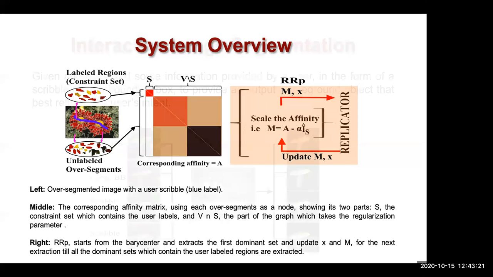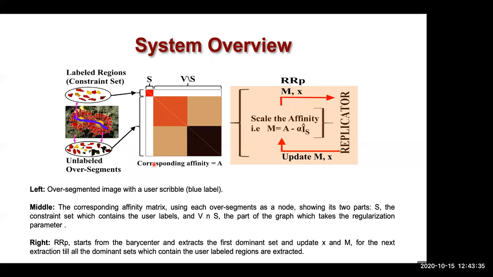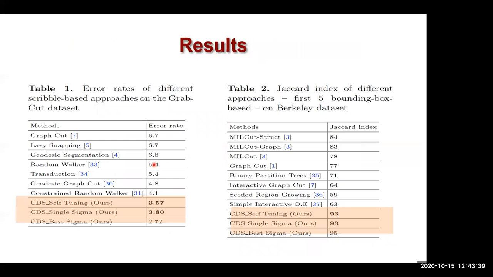In the case where you have bounding boxes, for example, if you have a bounding box like this or like this, basically you use the information on the bounding box for extracting the background. And so by this simple trick, we can attack both the scribble-based and the bounding box-based approach.